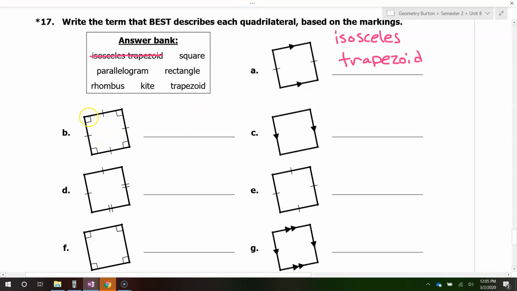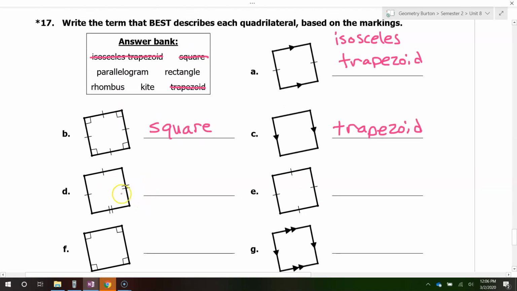Shape B has 4 congruent sides and 4 right angles. That makes this a square. All right, shape C just has 1 pair of parallel sides. That's all we know. We don't know anything about the non-parallel sides, but 1 pair of parallel sides makes this a trapezoid. Okay, I forgot to cross off square, and now trapezoid.